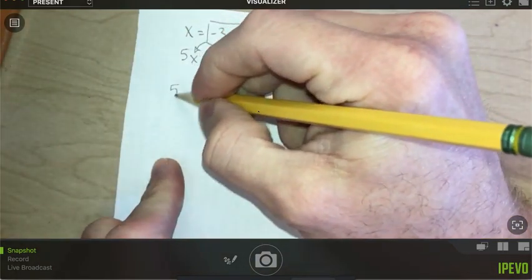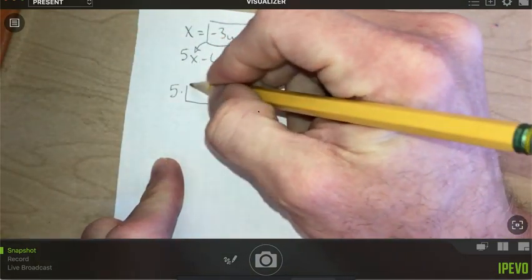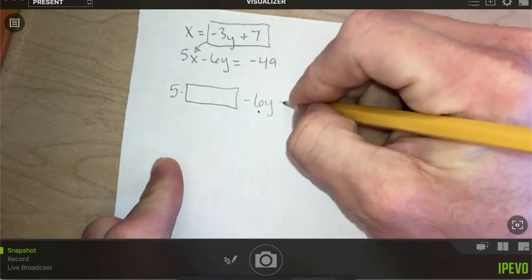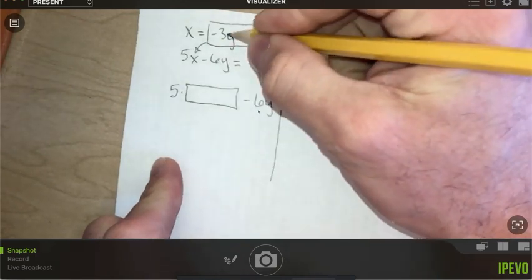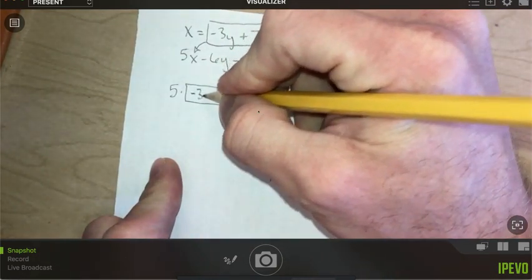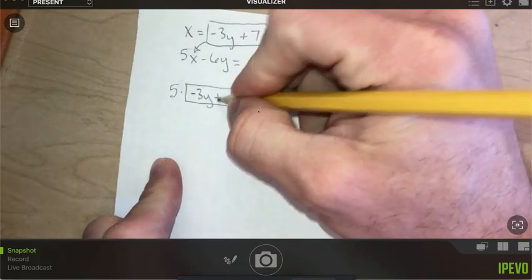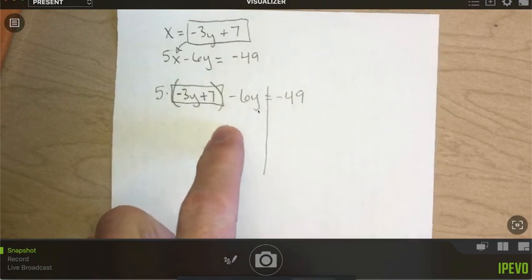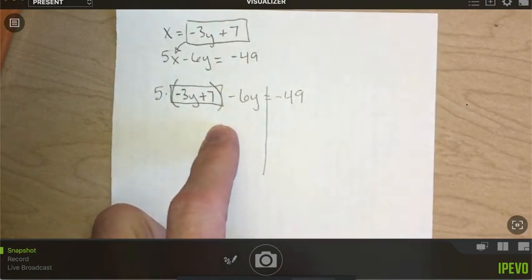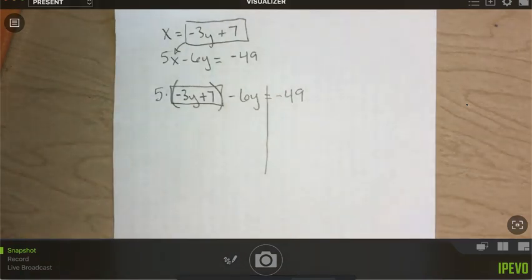So in other words, instead of 5 times x, it's going to be 5 times something minus 6y equals negative 49. And from there, I can say, well, x is exactly the same thing as negative 3y plus 7. So I can throw it in, and then I can simplify and solve. So if you haven't done that lesson already, definitely go back, watch the recording, do the assignment, and make sure you understand how substitution works. Because today we're going to expand on this idea.